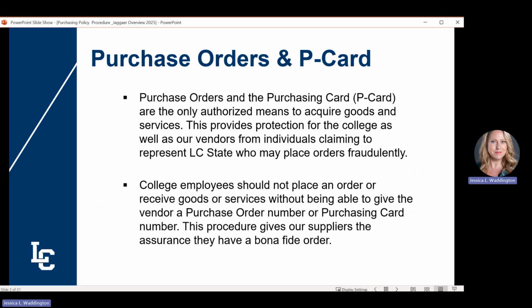College employees should not place an order or receive goods or services without being able to give the vendor a purchase order number or pay with the P-card first. This procedure gives our suppliers the assurance they have a bona fide order from LC State.